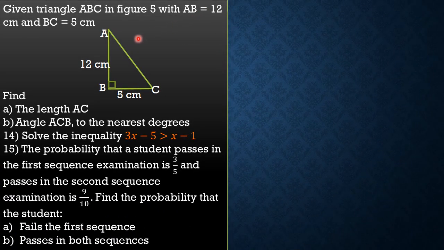Okay, the last part under section A is saying that, given triangle ABC in figure 5 with AB equal to 12 centimeters and BC equal to 5 centimeters, you should find the length AC and the angle AC to the nearest degrees. All right. According to Pythagoras theorem, since this is a right angle triangle and we have two sides, we need to get the hypotenuse.